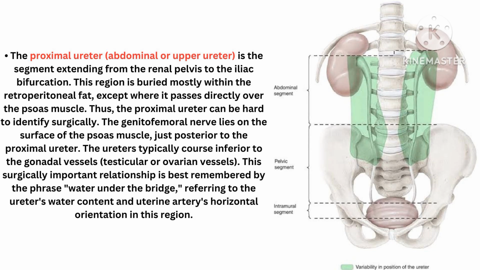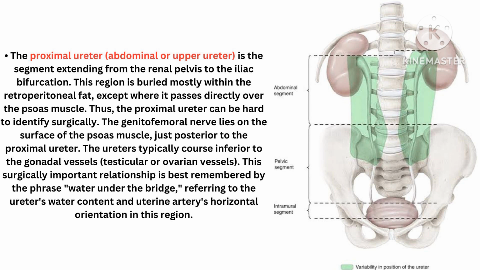The ureter is anatomically and functionally divided into three segments: proximal, distal, and intramural. The proximal ureter, abdominal or upper ureter, is the segment extending from the renal pelvis to the iliac bifurcation. This region is buried mostly within the retroperitoneal fat, except where it passes directly over the psoas muscle. Thus, the proximal ureter can be hard to identify surgically.